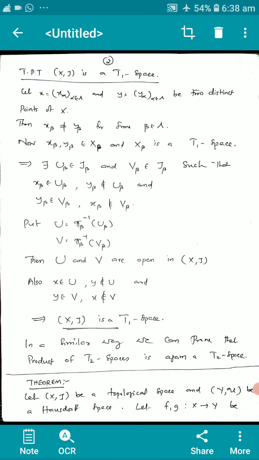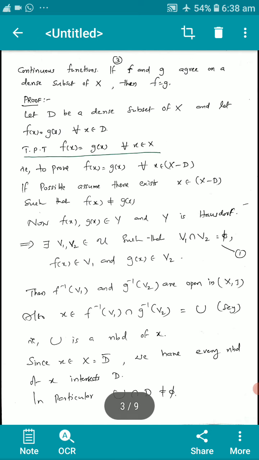Let X be a topological space, Y be a Hausdorff space, and f, g from X to Y be continuous functions. If f and g agree on a dense subset D of X, that part we are discussing. Let D be a dense subset of X, and let f(x) equal g(x) for all x in D. That is, f and g agree on D.